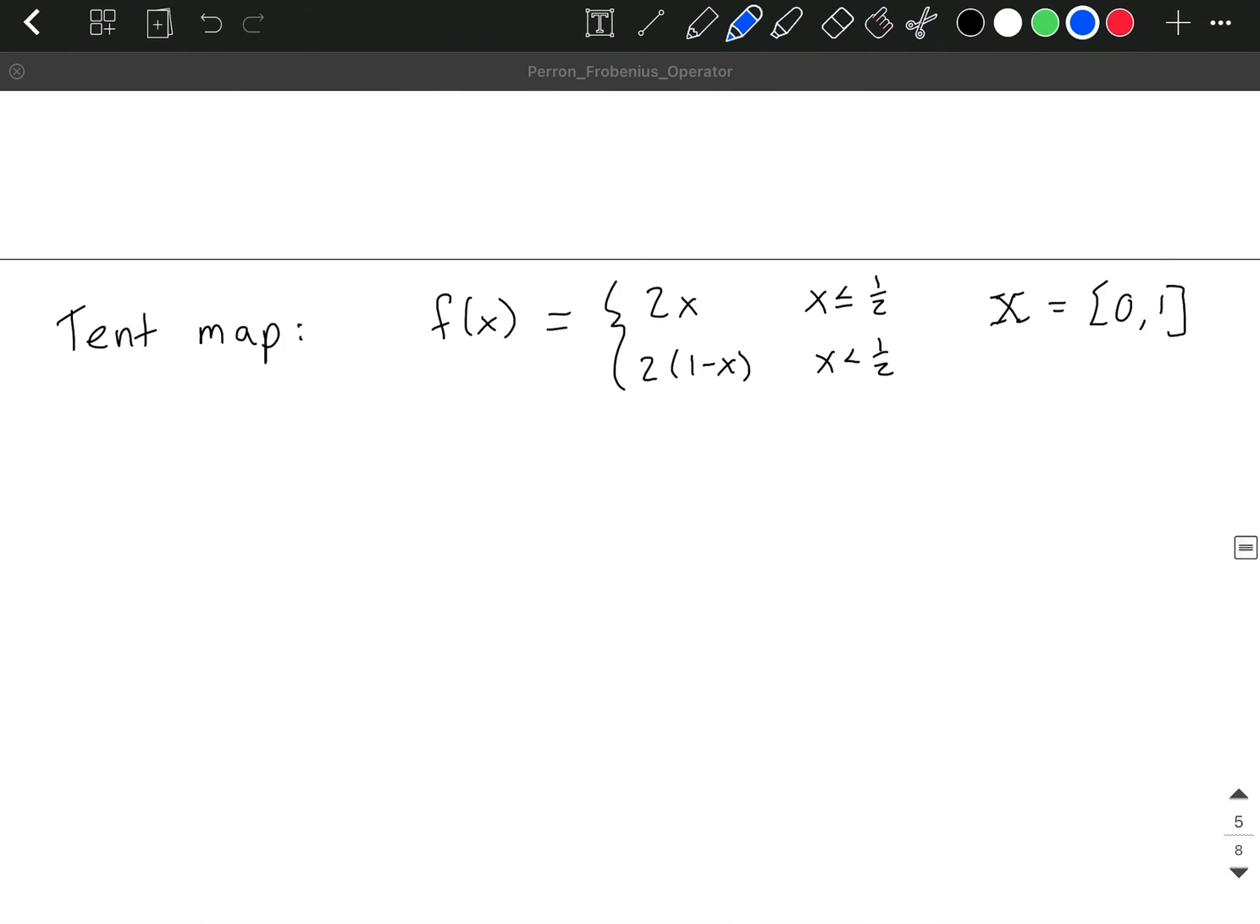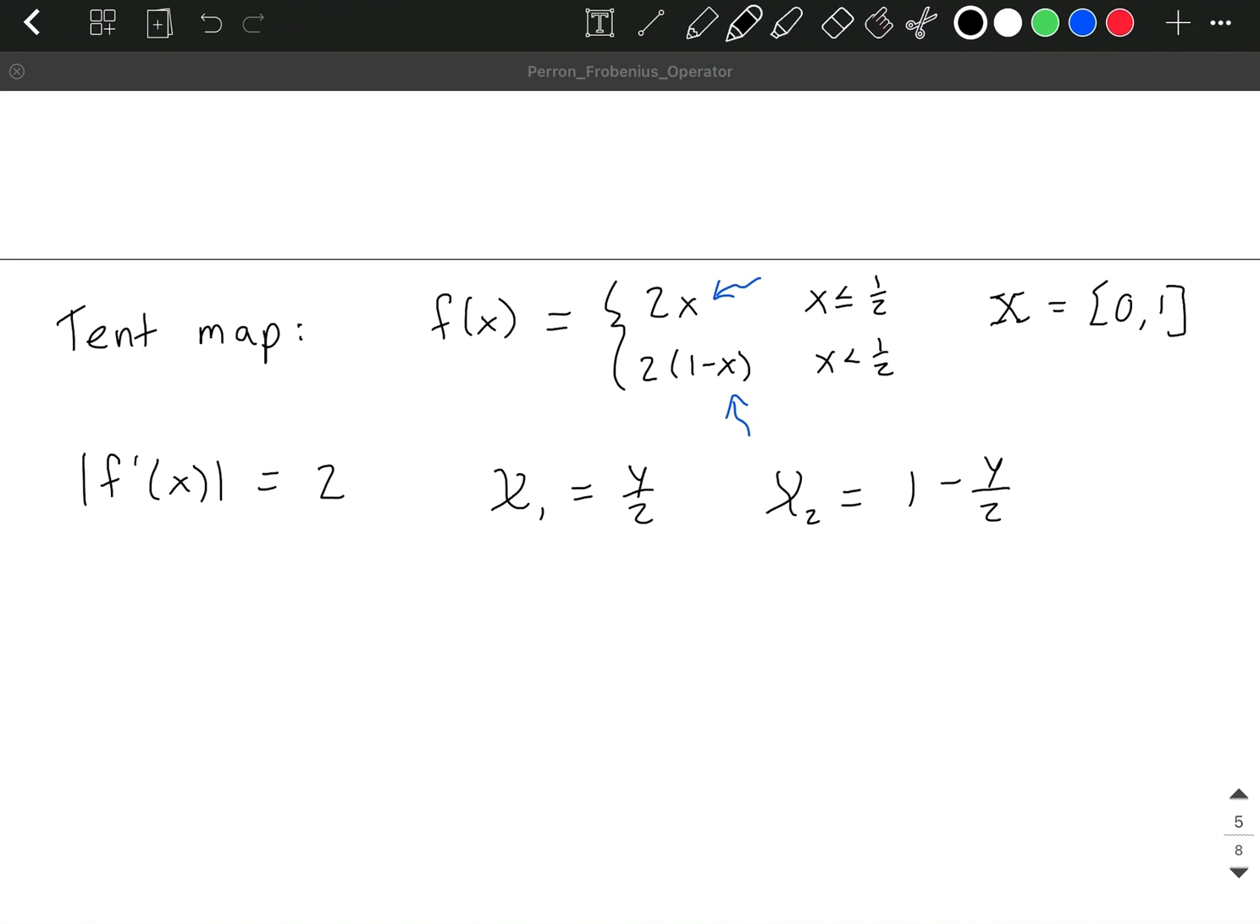To begin, the absolute value of the derivative of this map is simply 2, and the preimages are chi sub 1 equal to y over 2, and chi sub 2 equal to (1 minus y) over 2, where chi sub 1 corresponds to the first part of the piecewise function, and chi sub 2 corresponds to the second portion of the piecewise function.